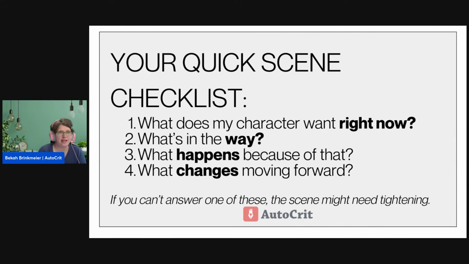Maybe they don't recognize them. That would be really funny, actually. I would really enjoy writing that. They have had this crush forever, but then they finally get the date and they don't recognize them because they don't know who they are anymore. What changes moving forward? It's going to change how they relate to each other.